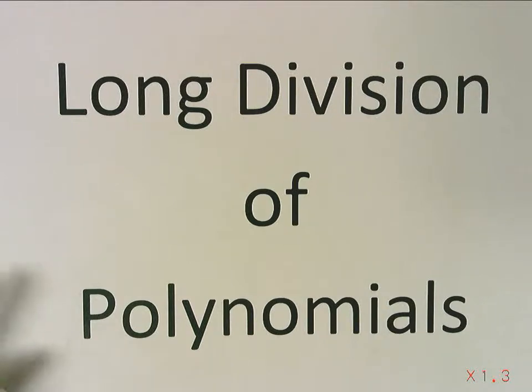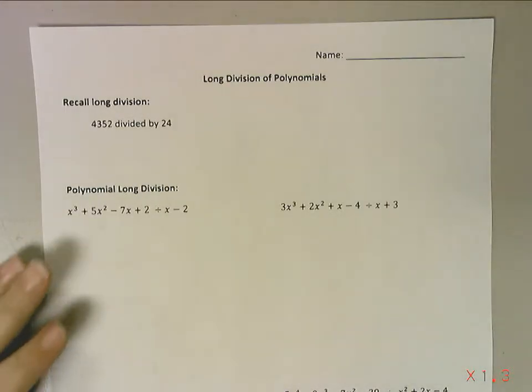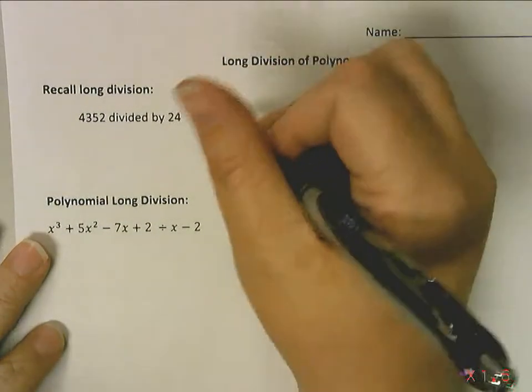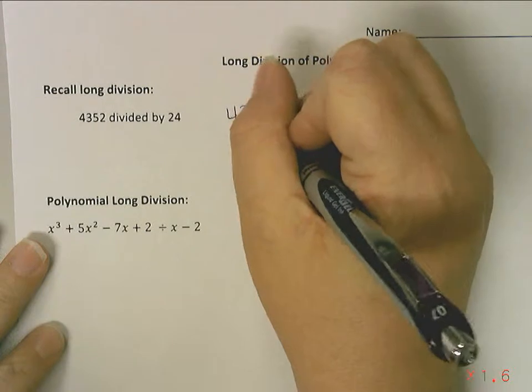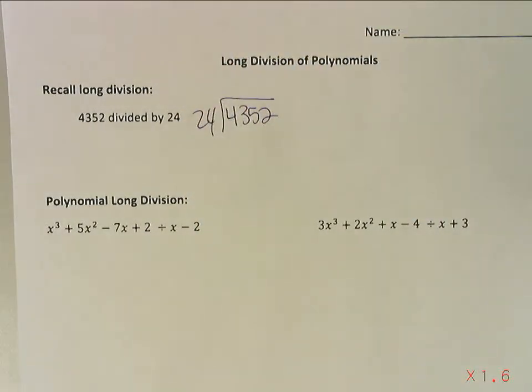This video is long division of polynomials. Here we go. So we're going to divide, long division from when we were in middle school or elementary school. So this becomes 4,352 divided by 24. So we're going to divide that out.